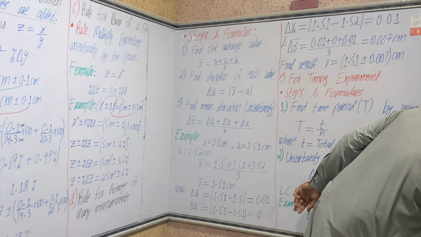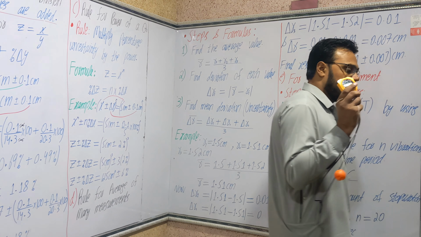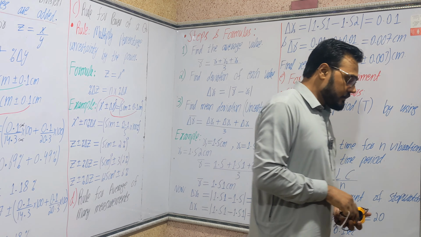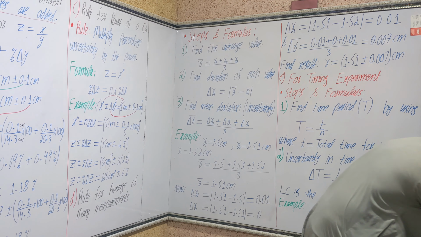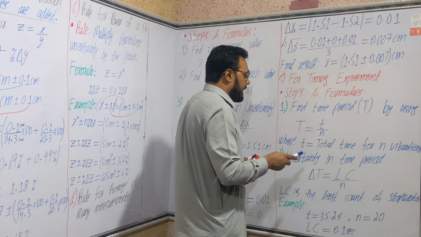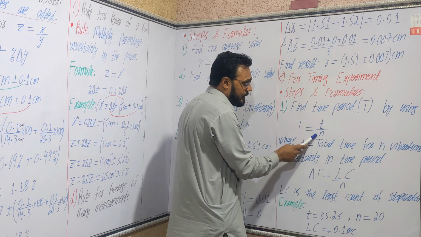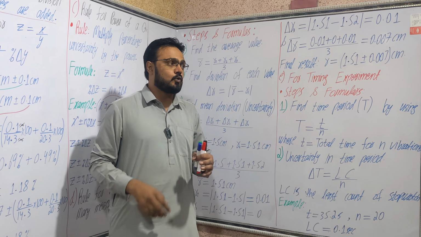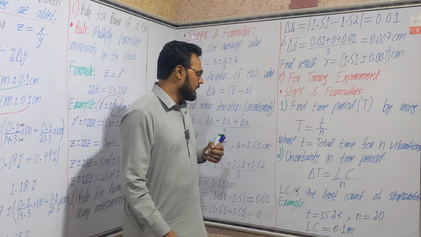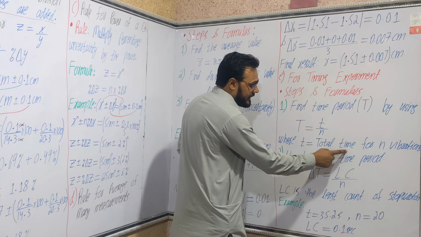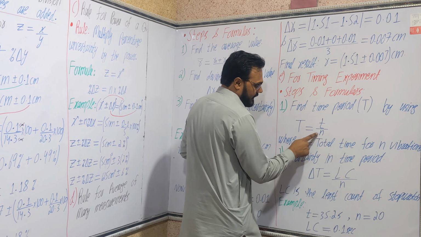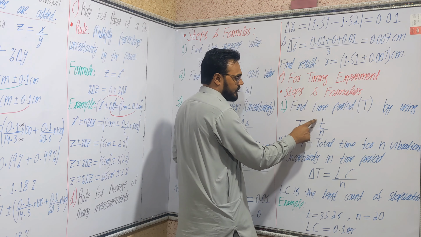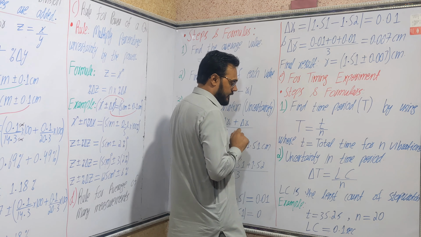You can note the time by using this stopwatch. Divide the total time by the total number of vibrations, and you will get the time period. Time period is the time to complete one vibration. T is the total time for n vibrations. After dividing, you will get the time period.